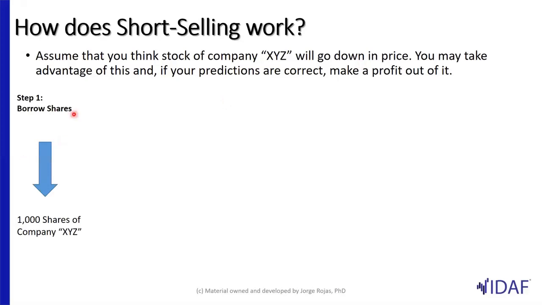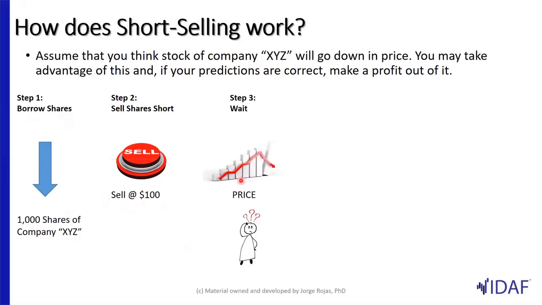What you can do is borrow these shares from a dealer. In this case, let's assume that you borrow 1,000 shares of company XYZ. And then you sell these shares short. That means that you think the price will go down in the future. Let's assume you sell them at 100 per share. And then you just have to wait and see if your expectation is met, that is, that the price will go down.